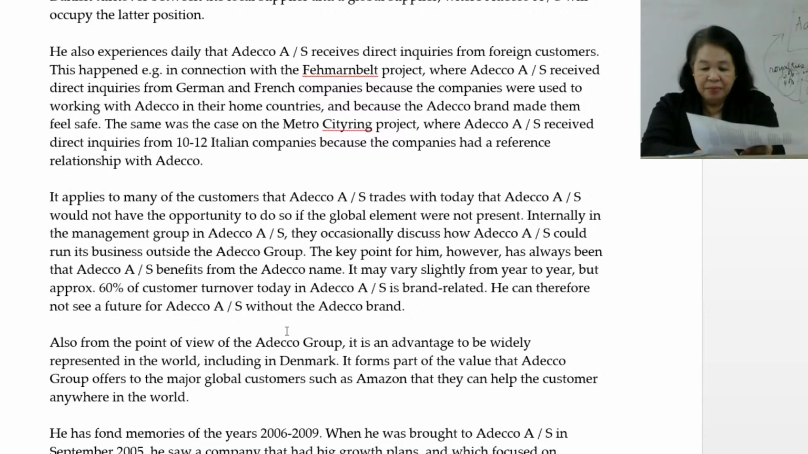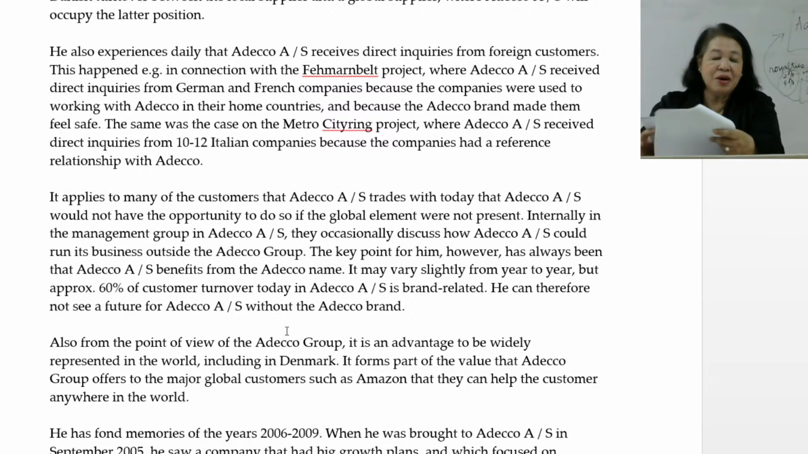Okay. Because Adecco brand made them feel safe, no? So, parang sa mga branded din na mga goods, no? You feel safe na hindi imitation, hindi ka nagkakamali ng bili, no? Ganon din sa services. The same was the case on the Metro City Ring project, where Adecco AS received direct inquiries from 10 to 12 Italian companies because the company had a reference relationship with Adecco. No? So, na-establish niya talaga yung role ng Adecco Group.